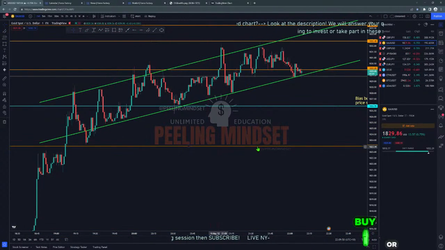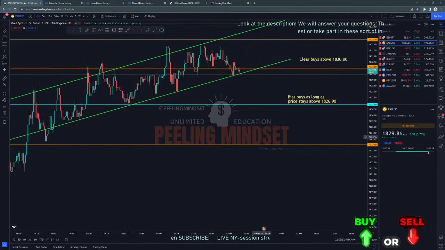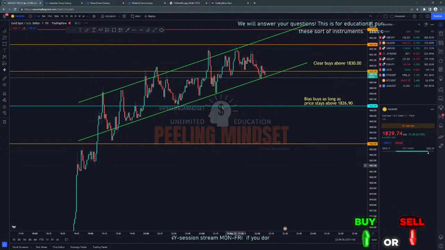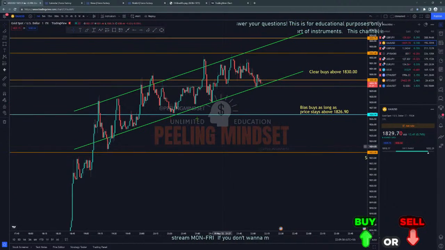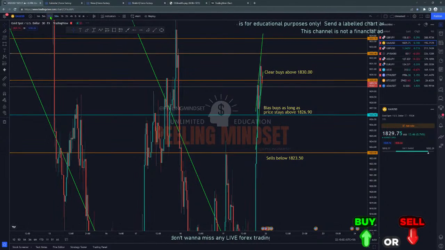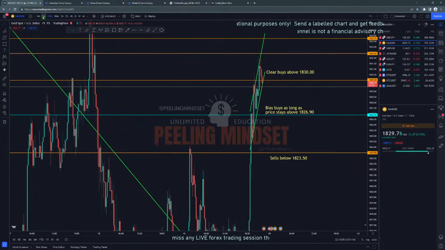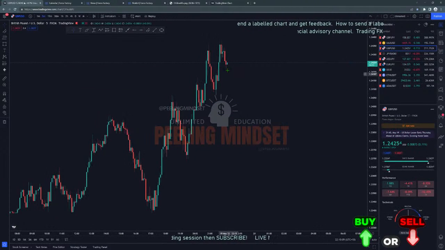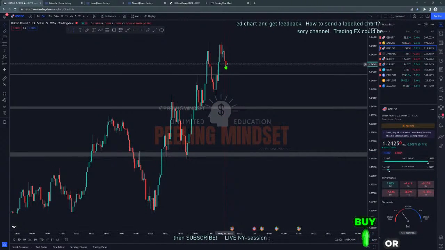Only the retest has been done. Yeah. I think if gold starts breaking 1823.50, there's a clear sale tonight. That's what I think. Pound USD, pound USD. What's wrong?